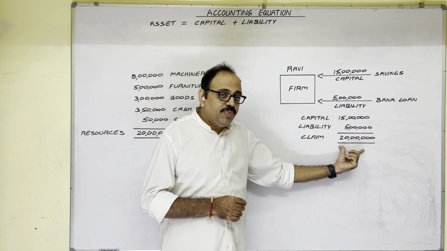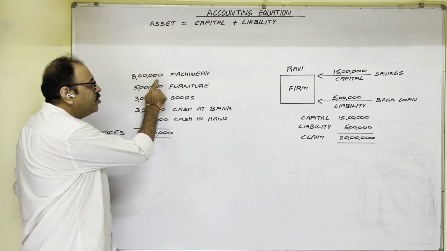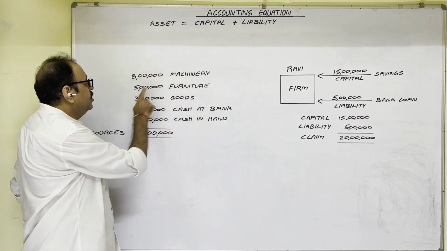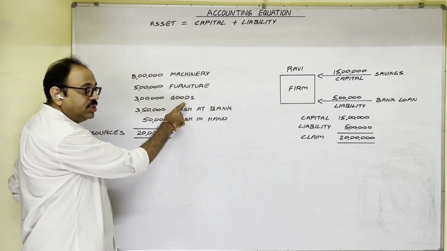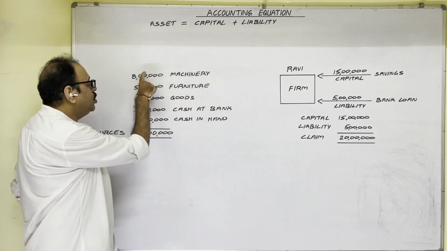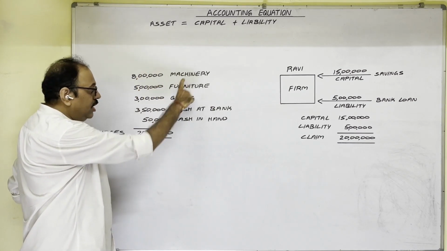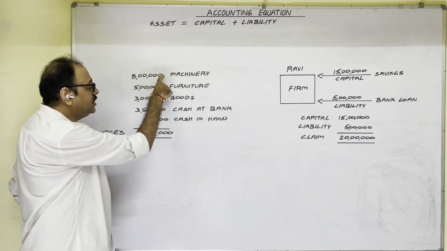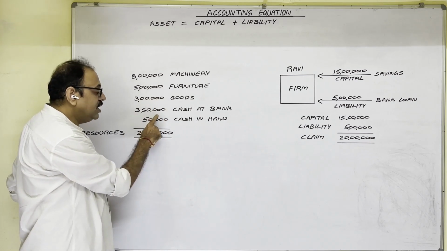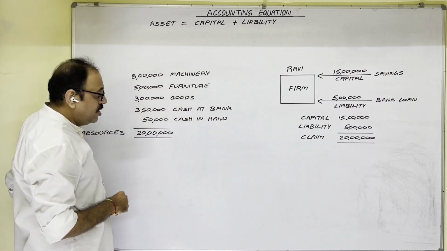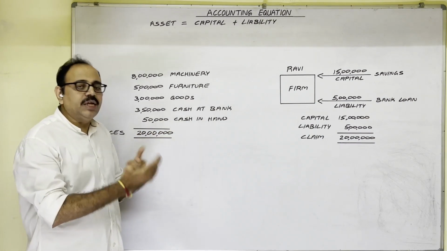With this 20 lakh rupees, Ravi acquires property. Assume with 8 lakh rupees he purchased machinery, with 5 lakh furniture, with 3 lakh rupees goods. So out of 20 lakh rupees, total 16 lakh rupees he spent to acquire assets. The remaining amount is 20 lakh minus 16 lakh, 4 lakh rupees. Of this 4 lakh rupees, he deposited 3 lakh 50,000 rupees in the bank and he kept 50,000 with him in the firm to meet day-to-day expenses.